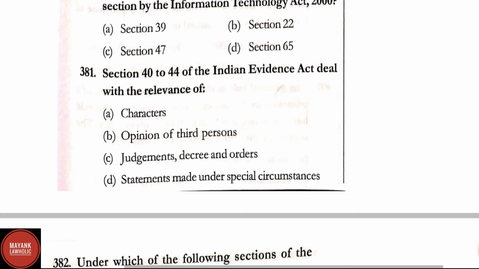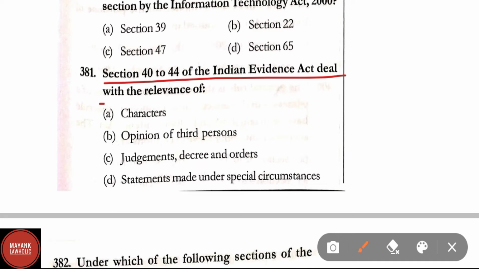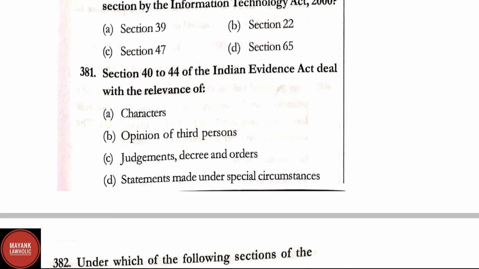Question number 381. Sections 40 to 44 of Indian Evidence Act deal with the relevance of characters, opinions of third persons, judgment, decree and orders, statements made under special circumstances. In question number 381, correct answer is option C. Sections 40 to 44 of Indian Evidence Act deal with the relevance of judgment, decree and orders.